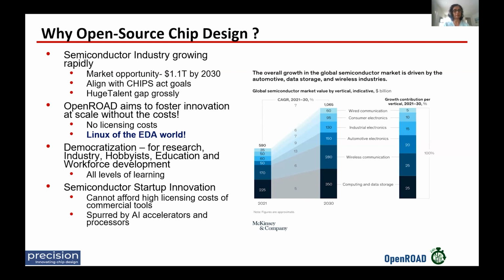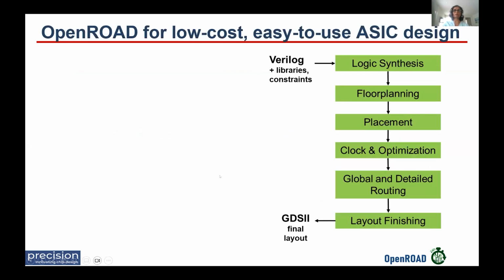So we have seen, interestingly, several semiconductor startups beginning to use OpenROAD, which is a huge paradigm shift because typically the tools they use tend to be very proprietary. And I'll talk a little bit more about why that's happening and how that's happening. So this is the overall picture of why we are doing open source chip design and why it's relevant in today's time. So now on to the main flow.